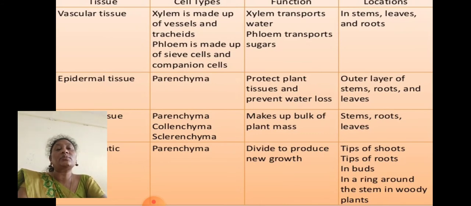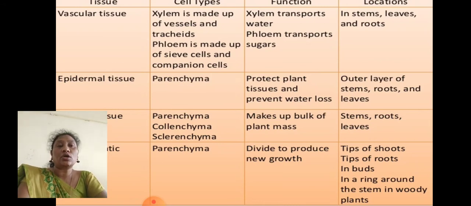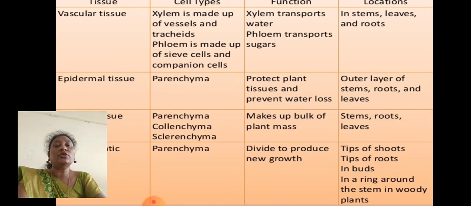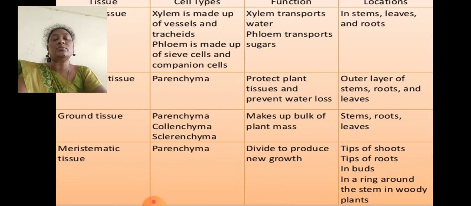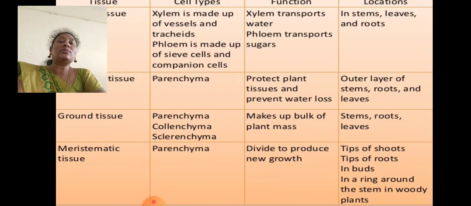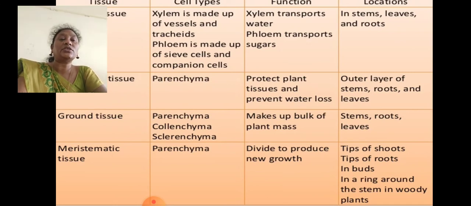Coming to the epidermal tissues, they are parenchymatic cells. They protect the plant tissues and prevent water loss, and they are located in the outer layers of the stem, root and leaves, that is the epidermis. Okay, coming to the ground tissue: parenchyma, collenchyma, sclerenchyma. They make up the bulk of the plant tissues in stems, roots and leaves.